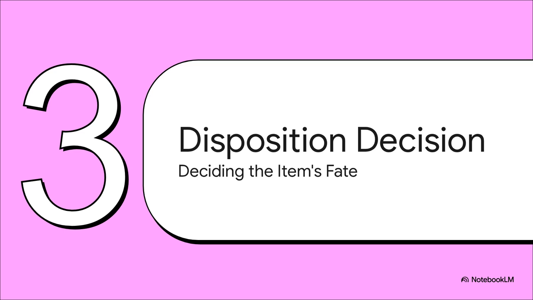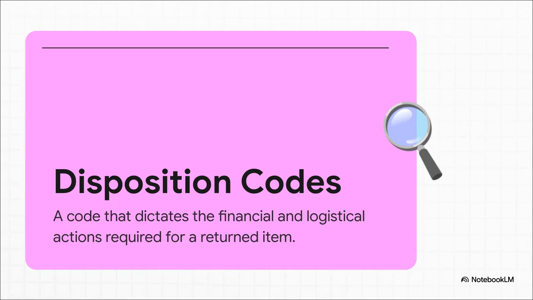This is the moment where one single choice decides the fate of that item and sets off a whole chain of events, both logistically and financially. And the tool that makes this all happen is the disposition code. I absolutely love this sorting hat analogy. It's perfect. These little codes are the brains of the entire operation.